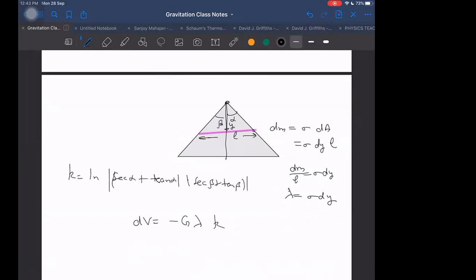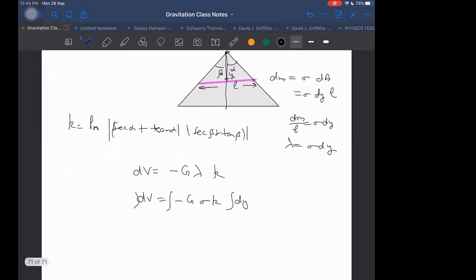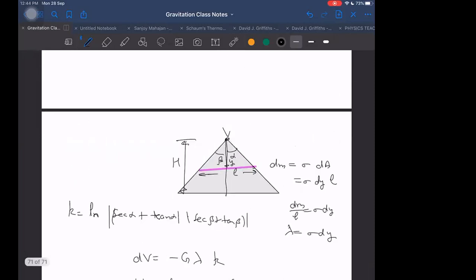This we can write as minus g lambda k. Lambda will become sigma into dy, so dv is minus g sigma k dy. Integrating both sides, we get v equal to minus g sigma k into the total height, that is the height h. And we should mention where we are finding the v here, otherwise you will forget.